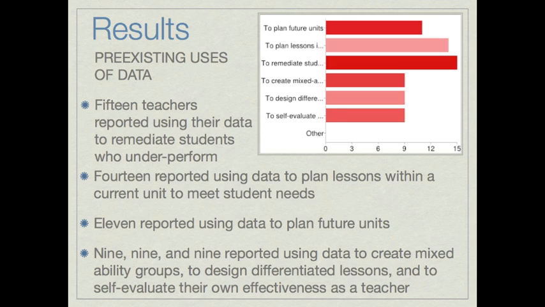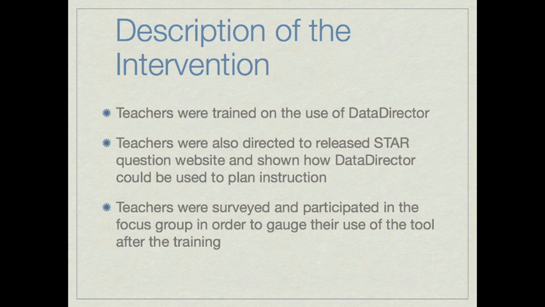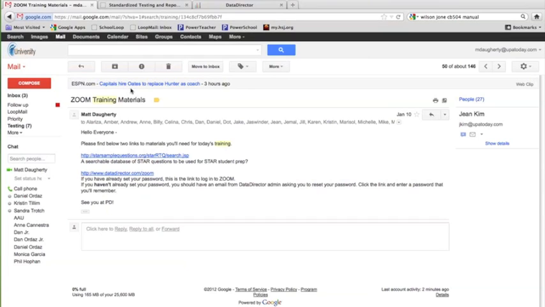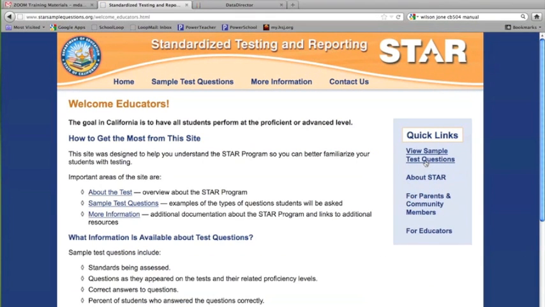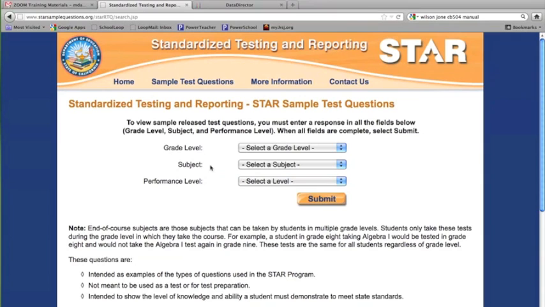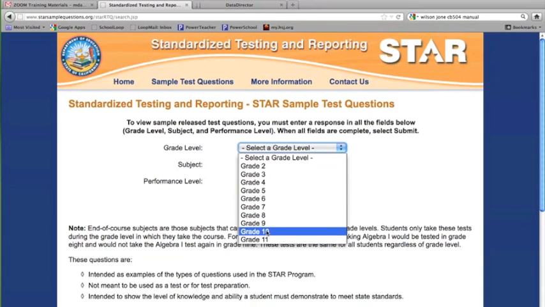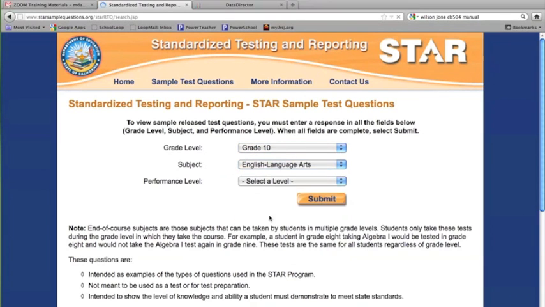Teachers mostly reported using their data to remediate students who underperform, as well as to adjust their instruction during a unit as students needed. The teachers were given training on the DMM and some basic data use strategies. Teachers were emailed links to the STAR release test question site and to the Data Director login site. On the day of the training, held in the computer lab, they were first asked to visit the STAR question website. The researcher demonstrated how to find questions based on standard cluster.